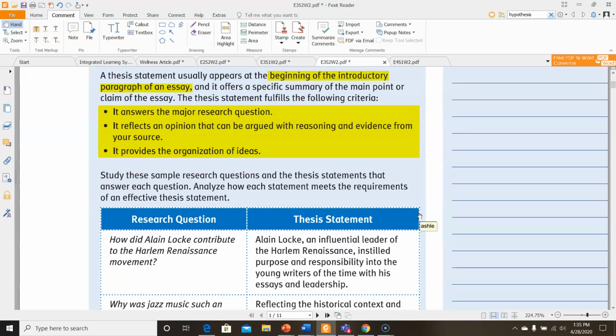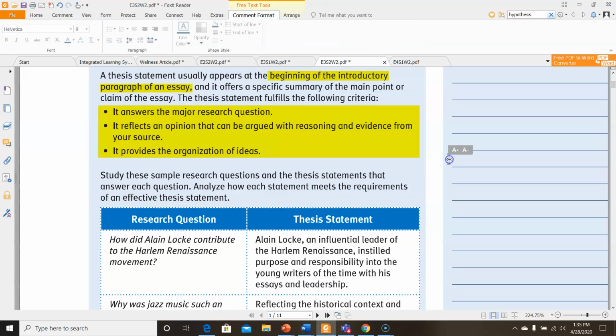So we're going to look at these sample research questions and the thesis statements that answer each question, and we're going to analyze how each statement meets the requirements of an effective thesis statement. Now this is kind of complicated the way that they phrased it. I'm going to break it down in a simpler way. Your thesis statement should include 3 things: your topic, your point, and your reasons.